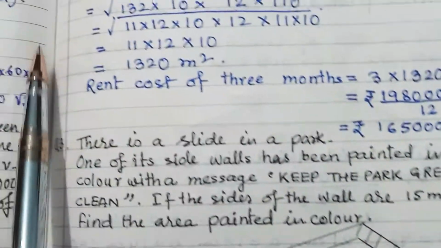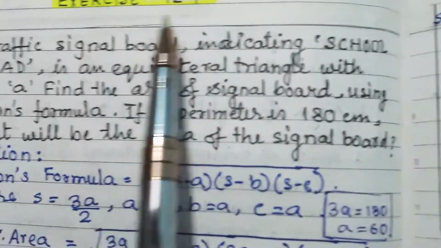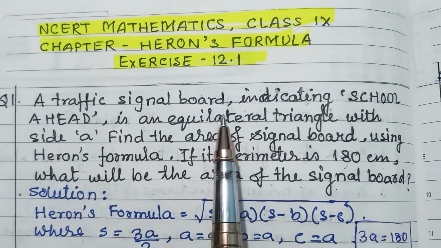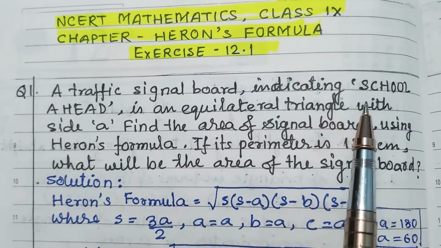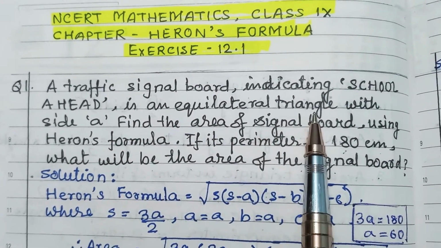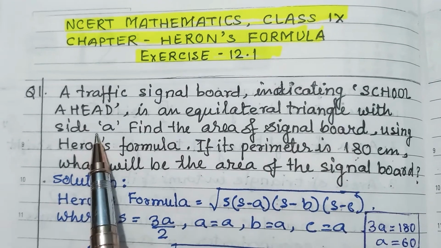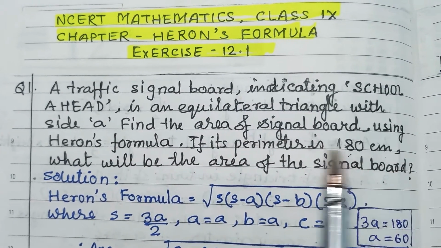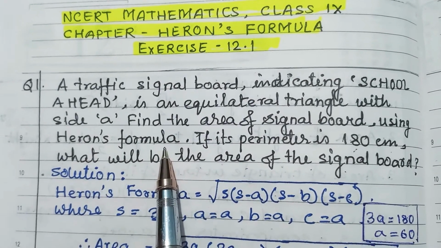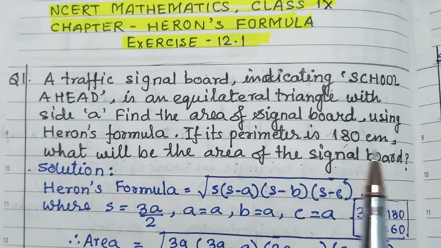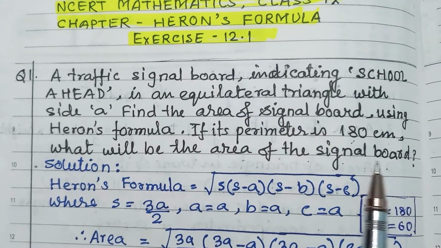Now, exercise 12.1, first question. A traffic signal board indicating school ahead is an equilateral triangle with side a. Find the area of the signal board using Heron's formula. If its perimeter is 180 centimeter, what will be the area of the signal board?